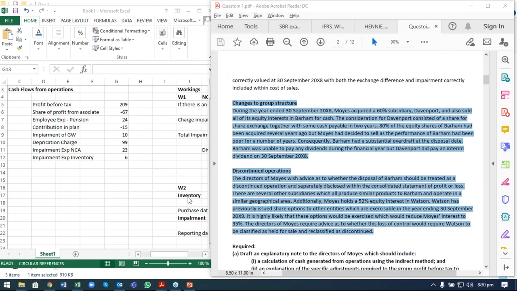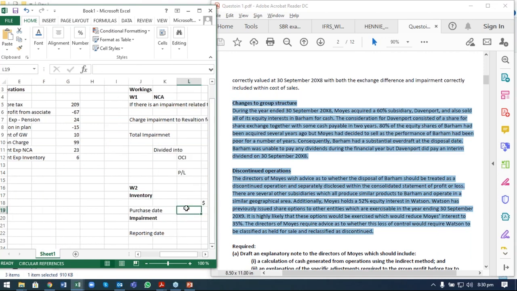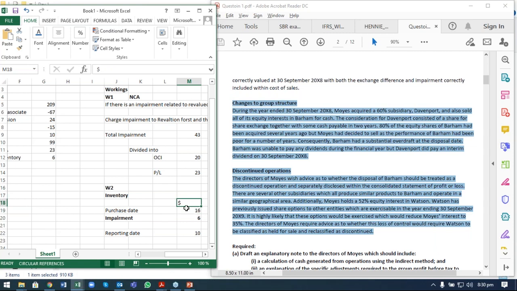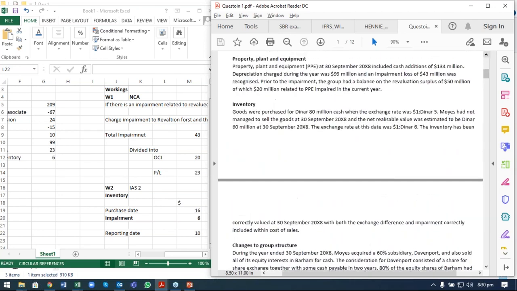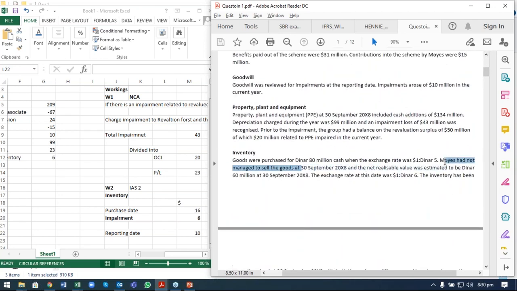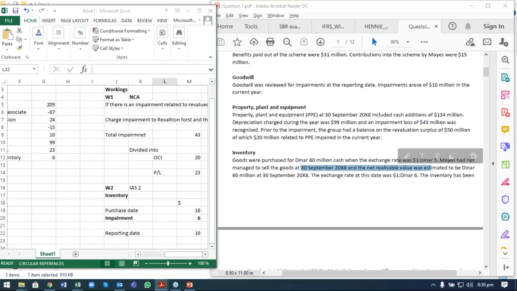If you have a question related to this one, that inventory value, in working 2 we are supposed to apply IAS 2 Inventory. So inventory should always be recorded at the lower of cost or NRV in subsequent measurement, right? In this case, this is the NRV that was provided, right? So the cost was 16 million in functional currency, and at reporting date we have seen that NRV was reduced to 10 million. So we have to record the inventory at 10 million rather than 16 million.